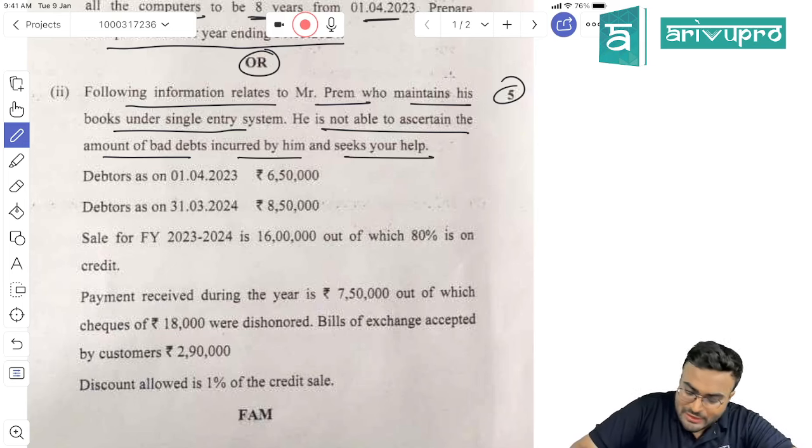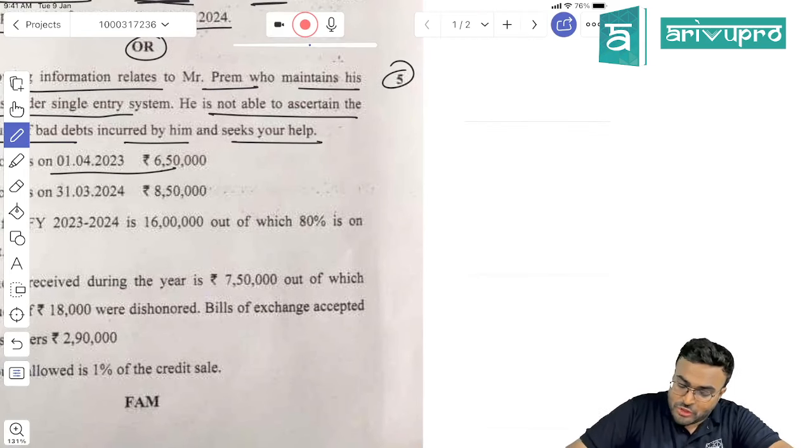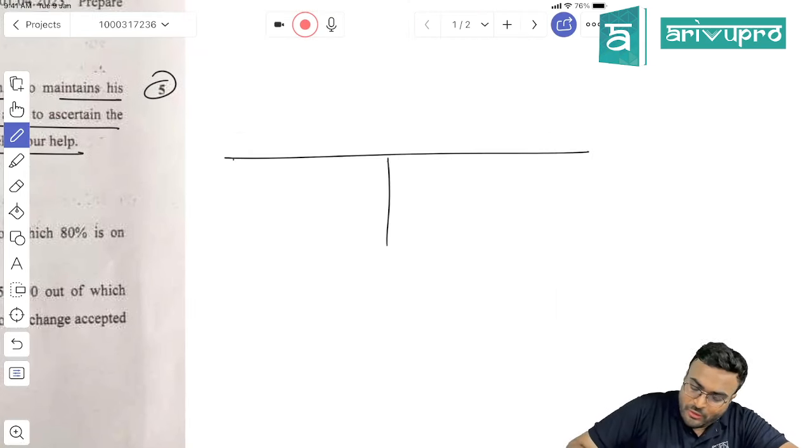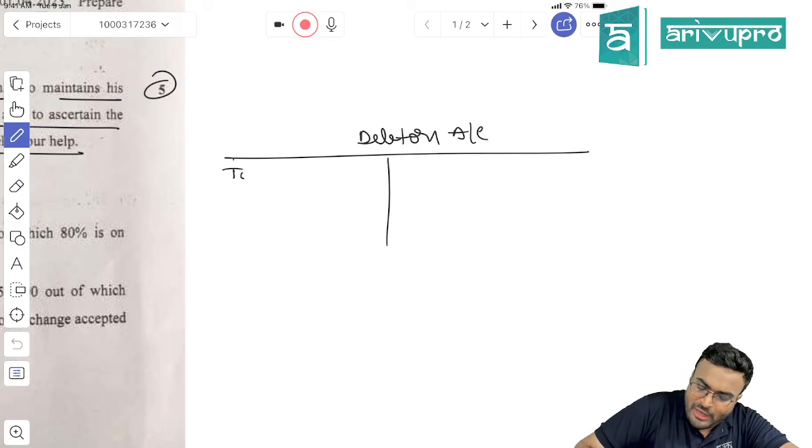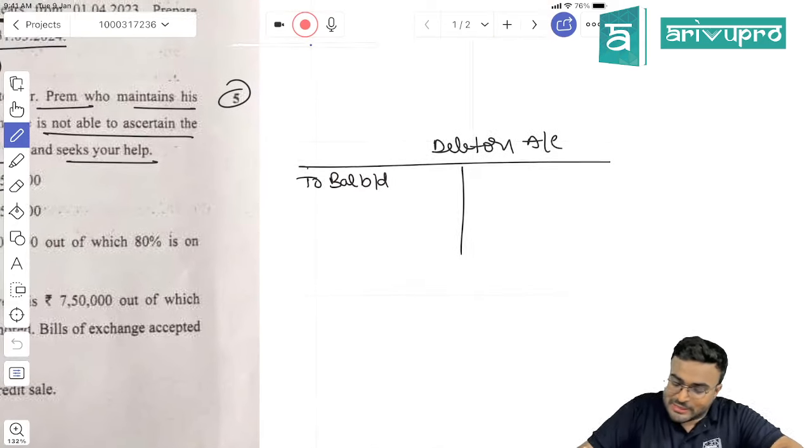Okay. Debtors as on 1/4/2023. So what you will do? Open a debtors account, and you have over here two balance brought down. What is the opening balance of debtors? 6,50,000.